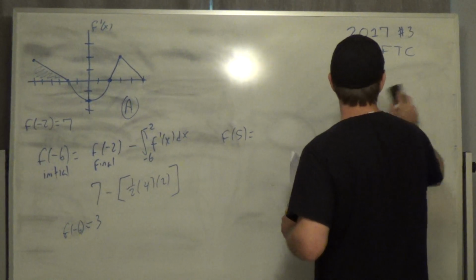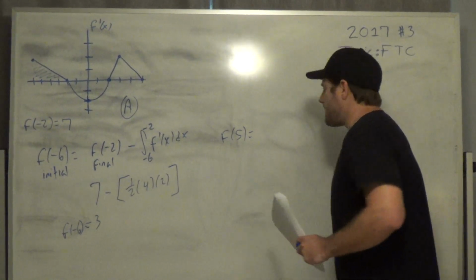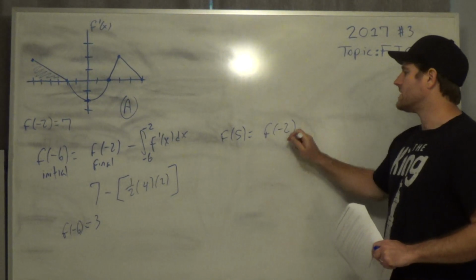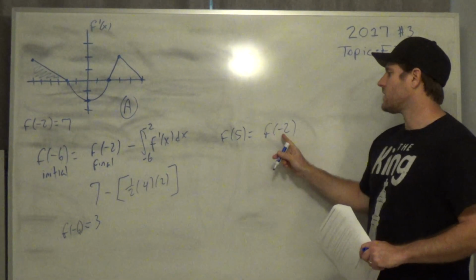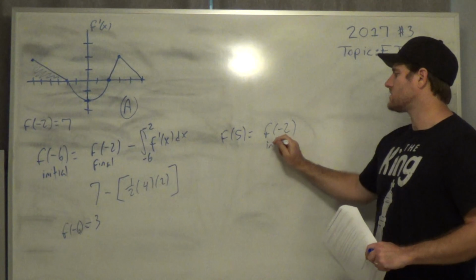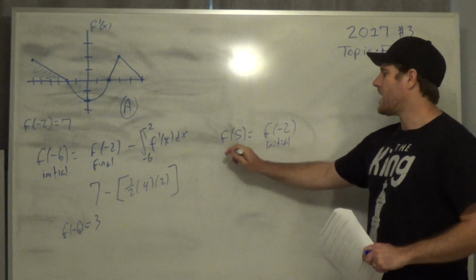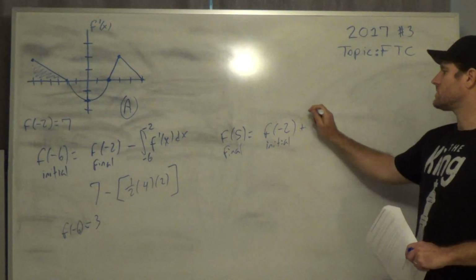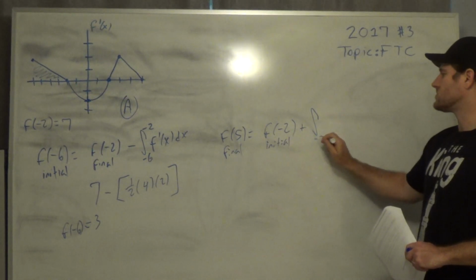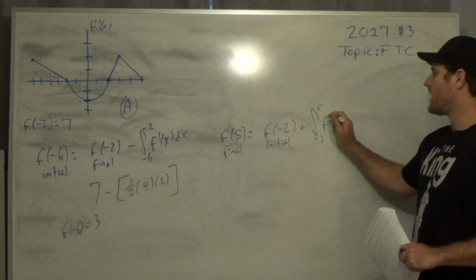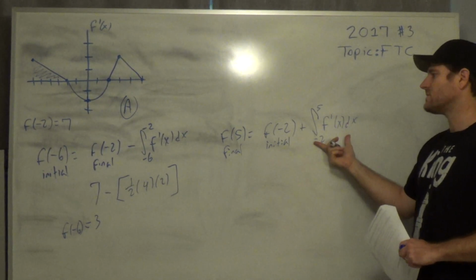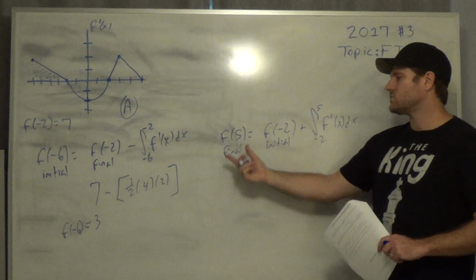So same idea. All right. So again, I want this. I have this. If I compare them on a number line, this comes before this, so this is our initial. And we're looking for our final. So it's our initial position plus our net change in position. So again, the area underneath f prime x gives the net change in f. So this tells me how much f will change from -2 to 5.